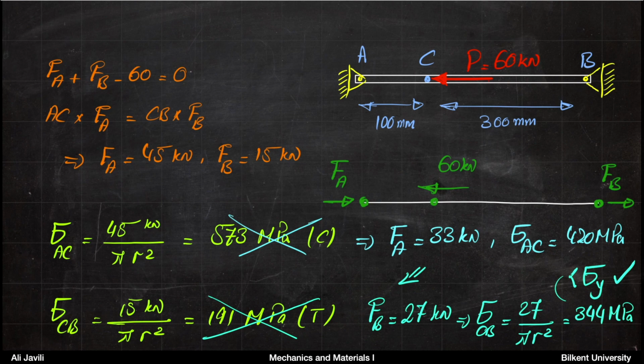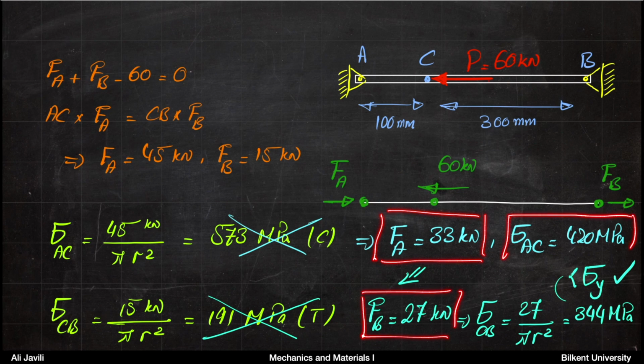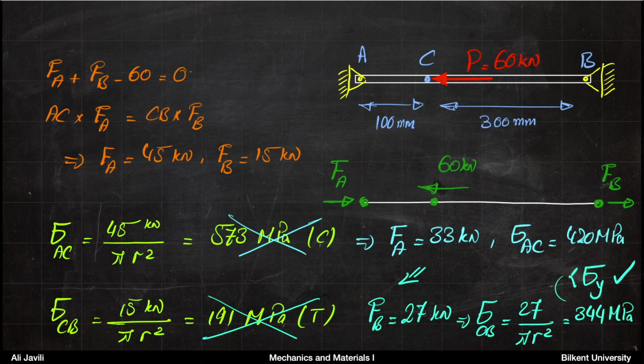So the support reaction at A is 33 kilonewton, at B is 27 kilonewton. The stress in AC is 420 megapascal, in BC is 344 megapascal. These are the final and correct answers.